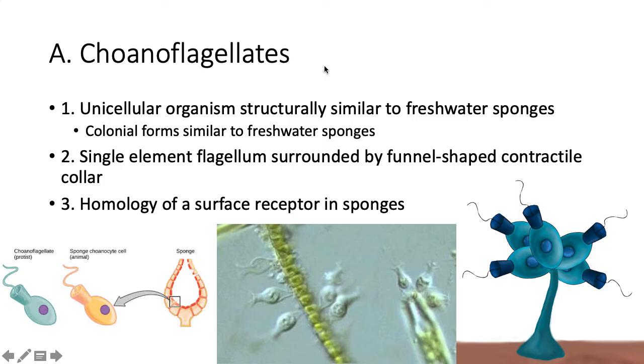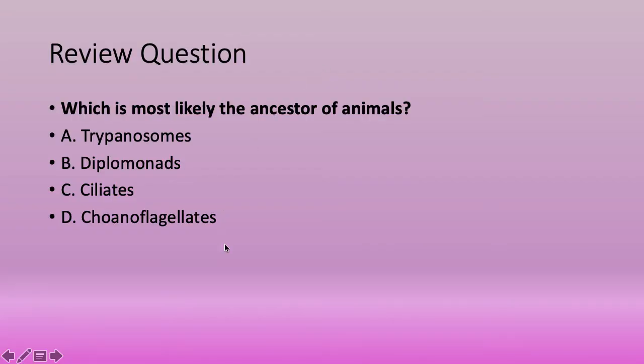Yes, sponges are animals. All right, final review question. Which is most likely the ancestor of animals? That would be D, choanoflagellates. Okay, so that does it for Protista. And yeah, we'll carry on with seedless plants.